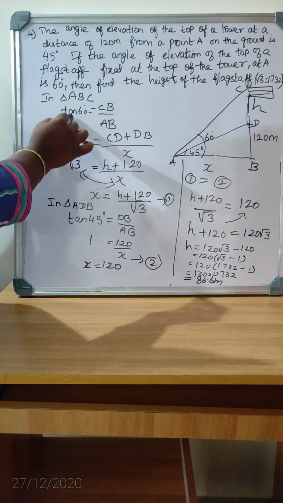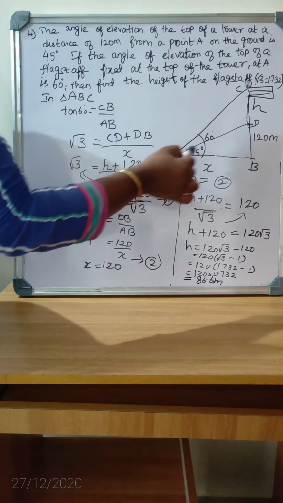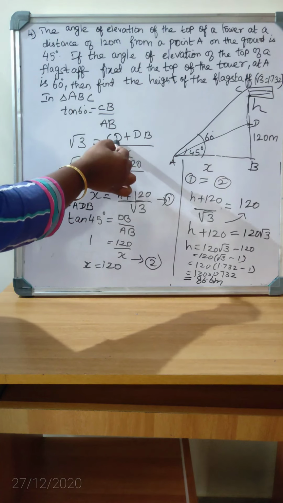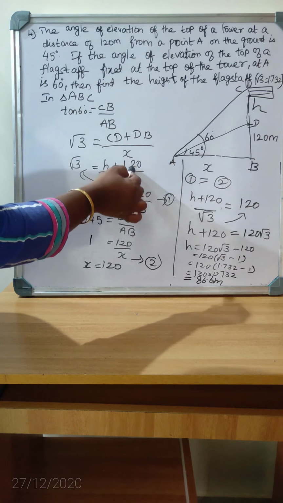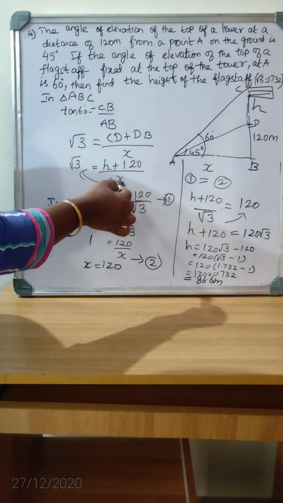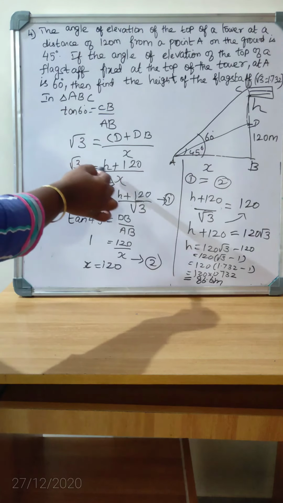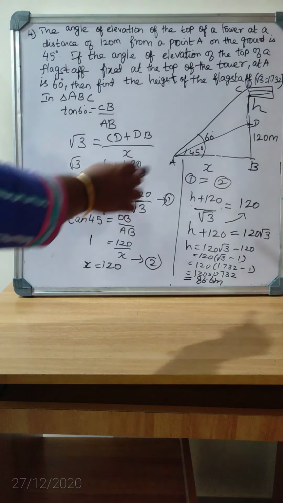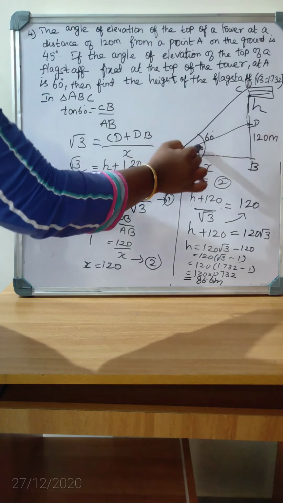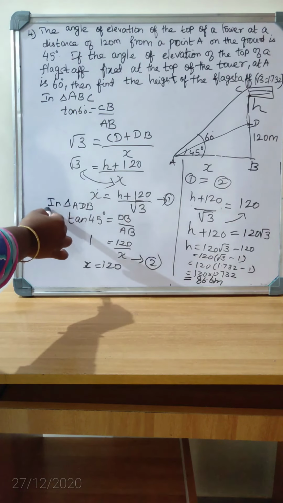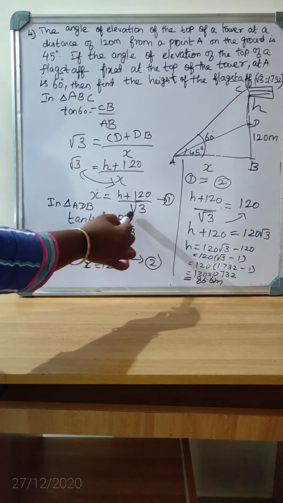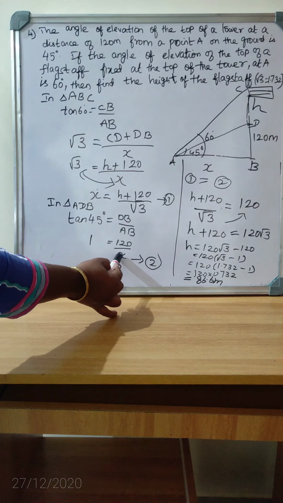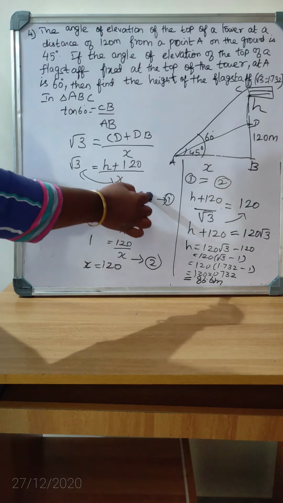In triangle ABC, tan 60 equal to CB by AB. So this CB I can write as CD plus DB. So CD is h plus DB is 120, divided by AB, I have taken as x. So now I just cross multiply this, x equal to h plus 120 by root 3. Now I have taken this one small triangle ADB. In triangle ADB, tan 45 degree equal to DB by AB. So tan 45 is nothing but 1, that equal to 120 by x. So x equal to 120.